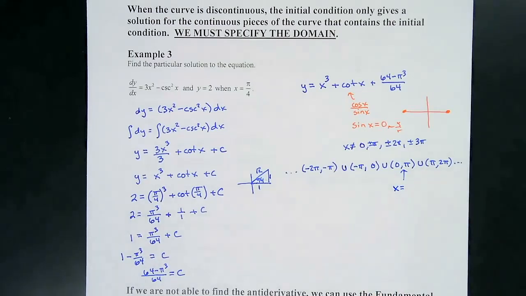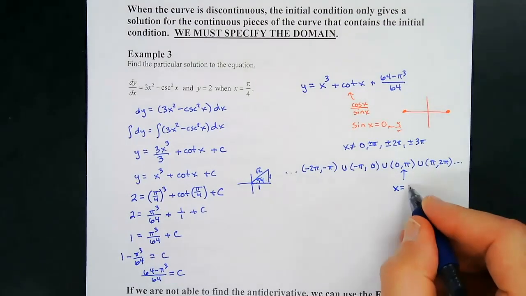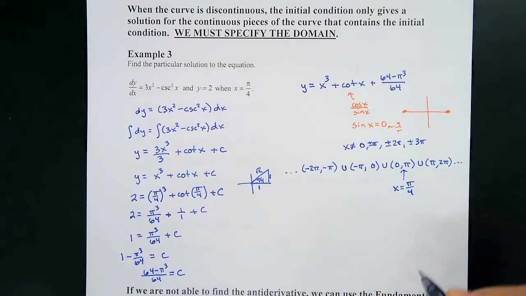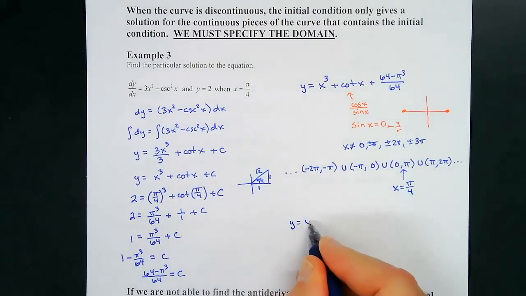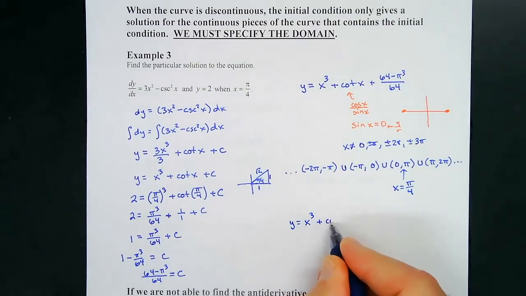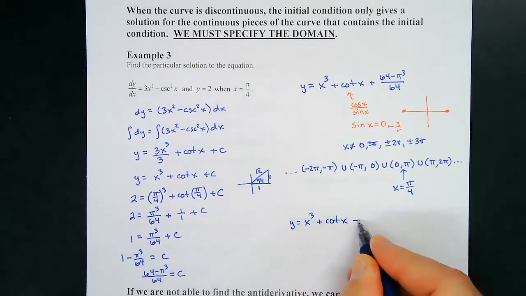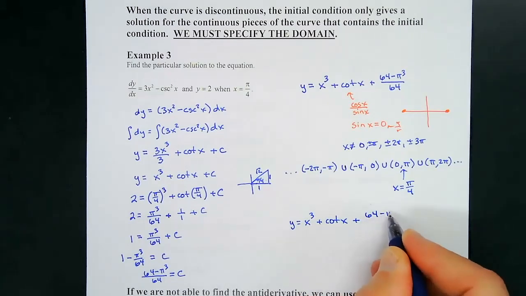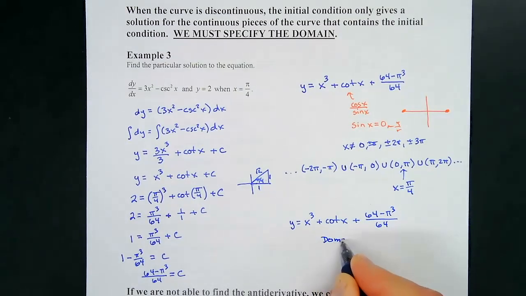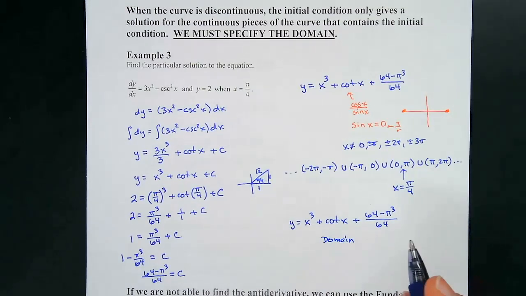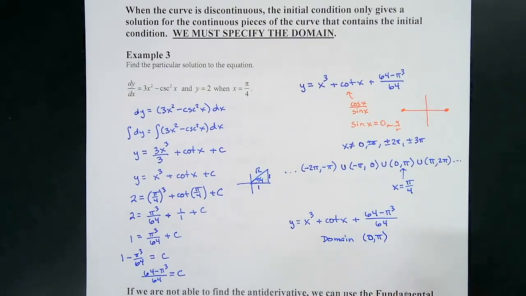So that's the one interval that we're going to use to specify the domain for this differential equation, okay? So x equals pi over 4 is in that interval. So what we have now is y is equal to x cubed plus cotangent x plus 64 minus pi cubed over 64. And the domain for this function is not negative infinity to positive infinity. It's the interval that contains the initial condition. So in this case, it'd be 0 to pi.